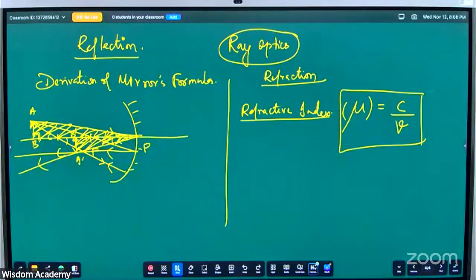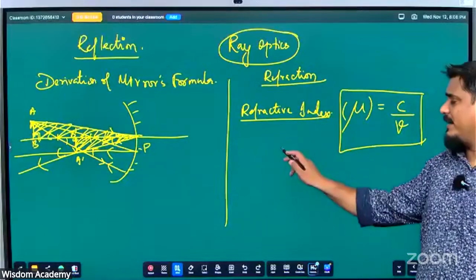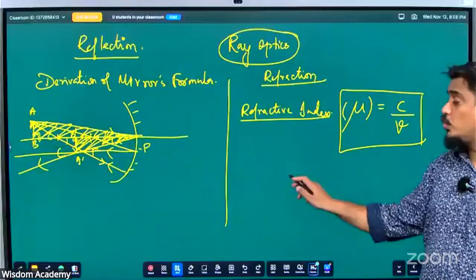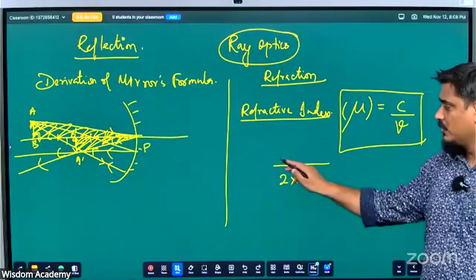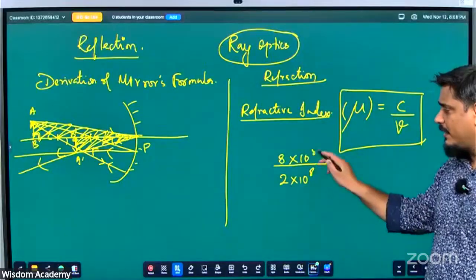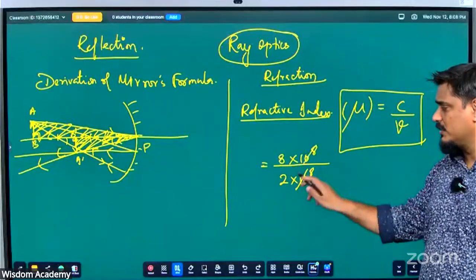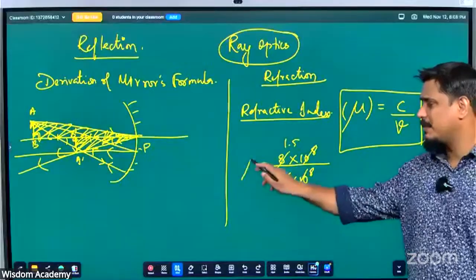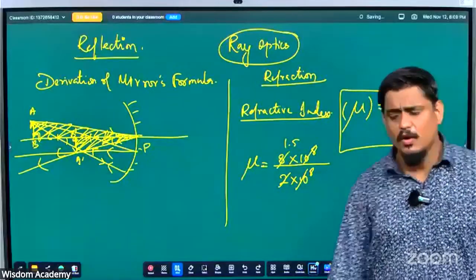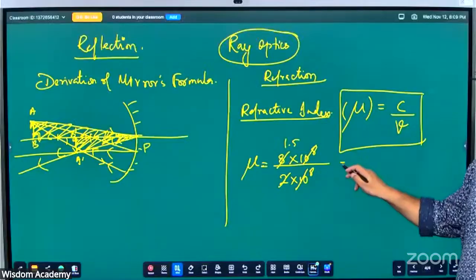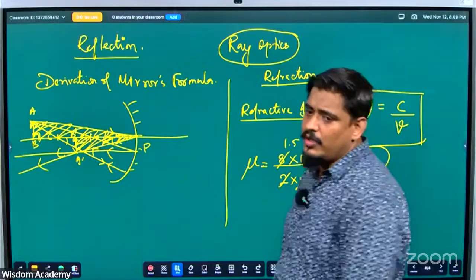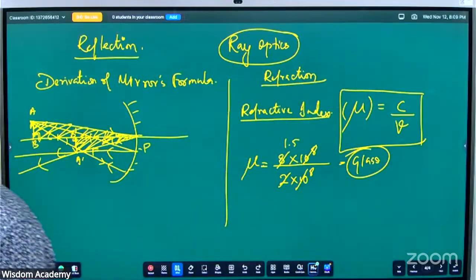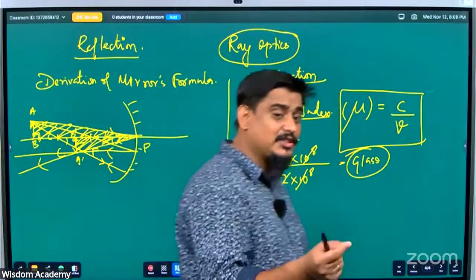So for example, if I say the speed of light in a medium is 2 times 10 to the power 8, what is the refractive index? So I'll divide 3 times 10 to the power 8 by 2 times 10 to the power 8. When you solve this, you'll get 1.5. So the refractive index becomes how much? 1.5. What is this medium, do you know? It is glass. Remember this basic thing. So when you divide the speed of light in vacuum by the speed of light in that medium, you get the refractive index of that medium.